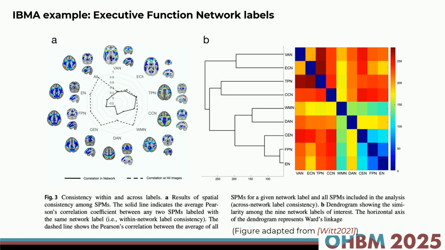And this figure shows, so figure A on the left is the result of spatial consistency among SPMs, and it investigates both the Pearson's correlation coefficient between any two SPMs labeled within the same networks, as well as the Pearson's correlation between the average of all SPMs for given network labels. And figure B on the right shows the similarity between the 9 network labels of interest.